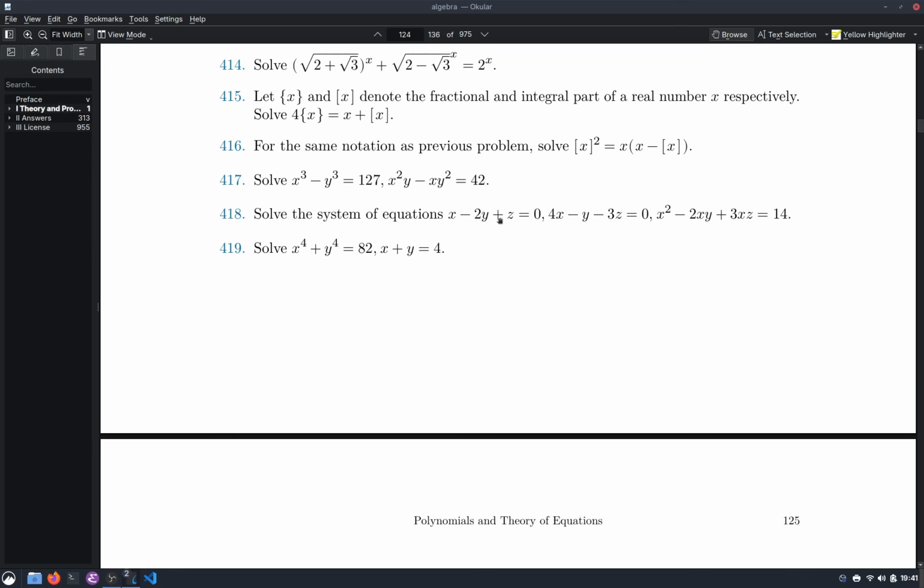Now we move on to question 418. We are given a system of three equations. x minus 2y plus z is equal to 0, 4x minus y minus 3z is equal to 0, x square minus 2xy plus 3xz is equal to 14.